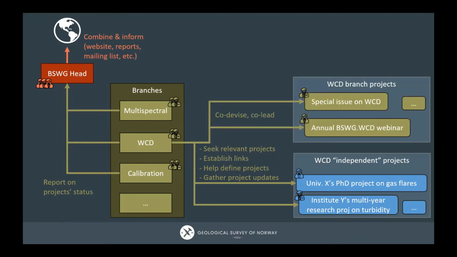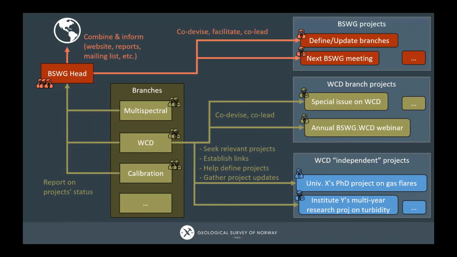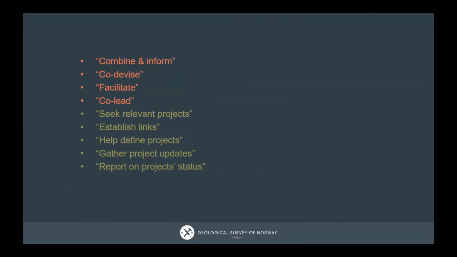That doesn't prevent people from having specific Backscatter working group projects, such as a special issue or an annual webinar. You feel free to co-devise them, or have other people do it if you want, and then they all go back to the same line to the Backscatter group. And of course, there are some projects that are wider for the Backscatter group, such as what we are having here, a meeting defining related branches, which would need to be co-devised or facilitated. But a lot of the actual research work would be outside of the Backscatter working group.